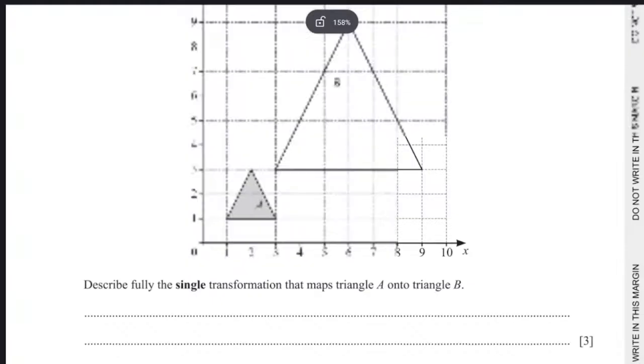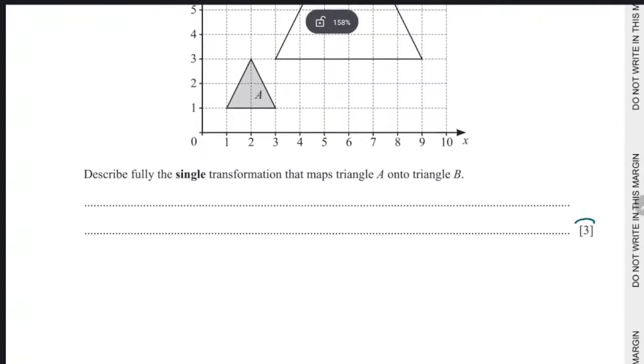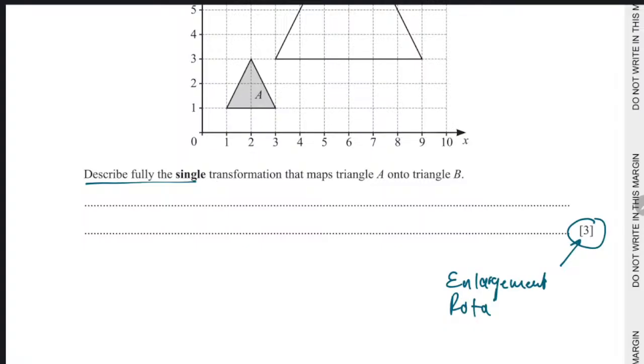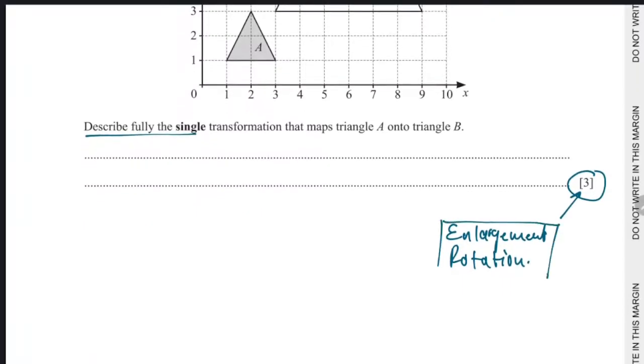Look at this one. Right, so if they say transformations and you see the word describe, look at the marks, okay? If it has 3 marks, the answers are going to be either enlargement or rotation, okay? Lifika, can you hear me? If it has 3 marks, the answers are either going to be enlargement or rotation.